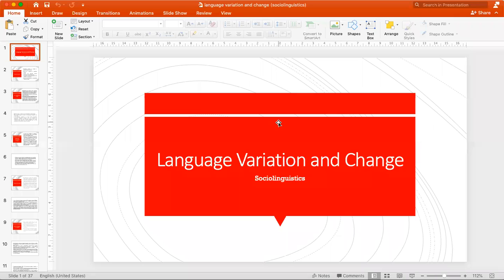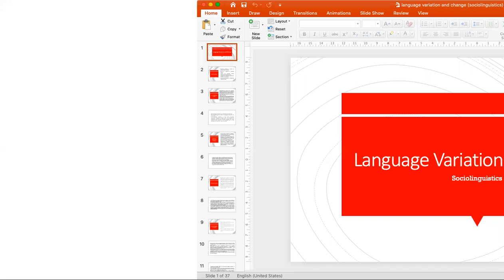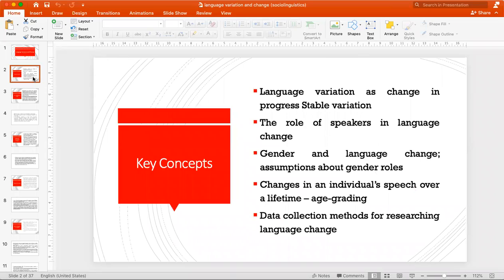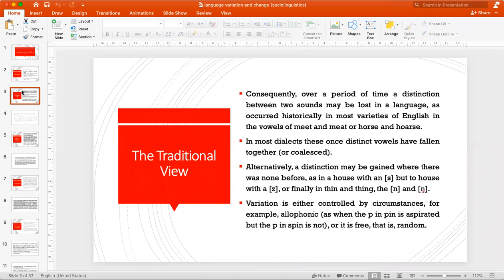Okay, now folks, we're going to learn about language variations and change. In this study, we will learn about language variation as change in progress, stable variations, and the role of speakers in language change, assumptions about general rules, and changes in individual speech over a lifetime, age grading. Data collection methods for researching language change will be learned later.